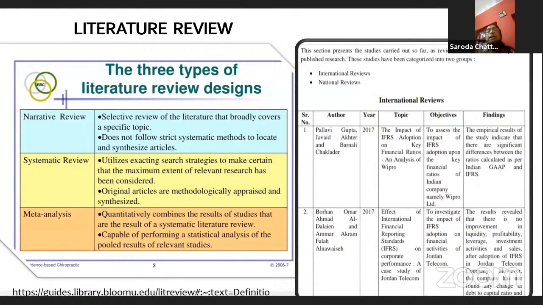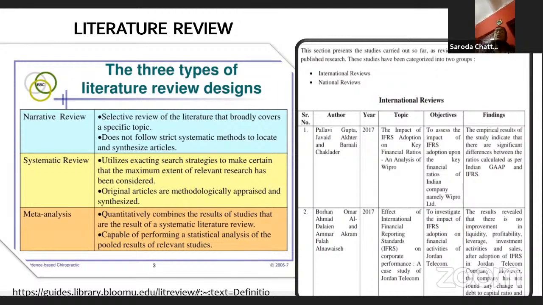Even in some tables, a separate column for hypothesis or statistical devices is prepared to bring out the outcome. So there are basically three types of literature review designs. In any of the designs that the guide will help you to select, basically we prepare this chart, or we can write in paragraph form.